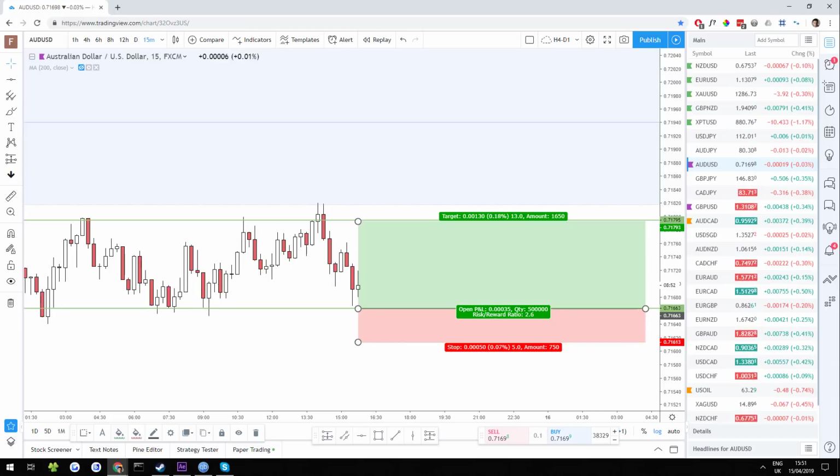So I'm looking to enter this on, actually I need to do my position size. Sorry guys, just give me a minute here. So while I do this, I think I can talk and do this at the same time. While I do this, I want to explain basically what's going on here.